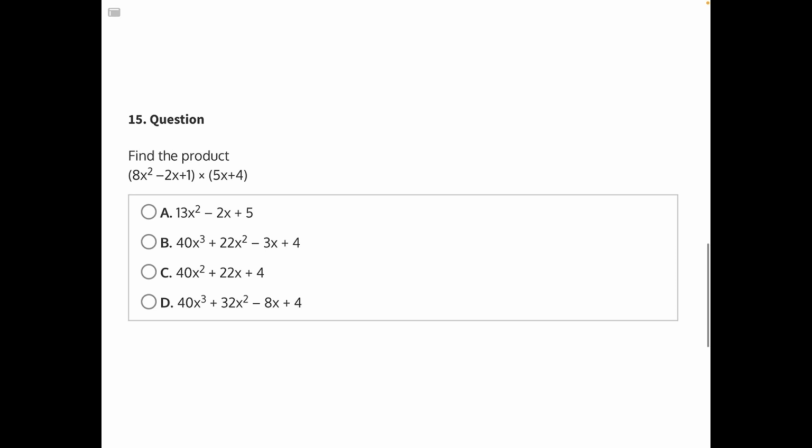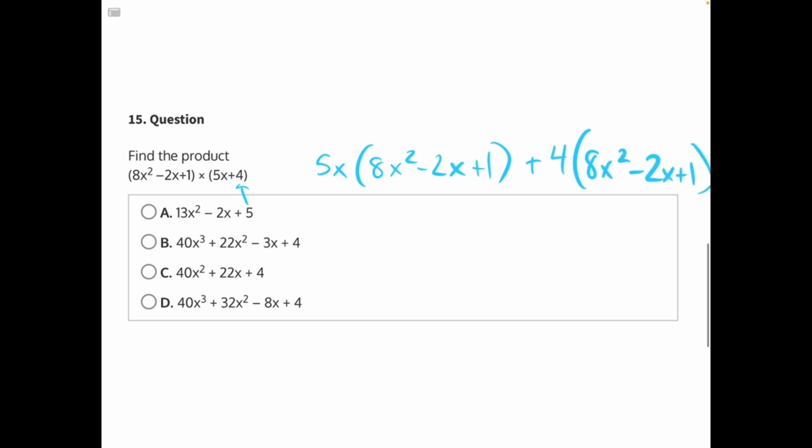Here we could use the distributive property, and we could say 5x times the entire polynomial, and then add on to that 4, the other piece of the binomial, times the entire trinomial again. So that's one way you could do it. You could do distributive property, multiply 5x to everything inside the parentheses, multiply 4 to everything inside the parentheses.